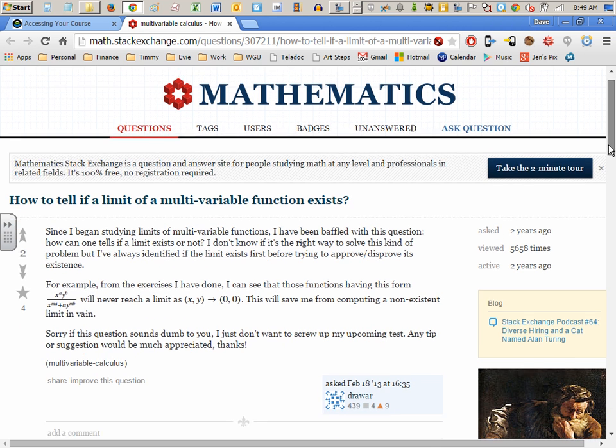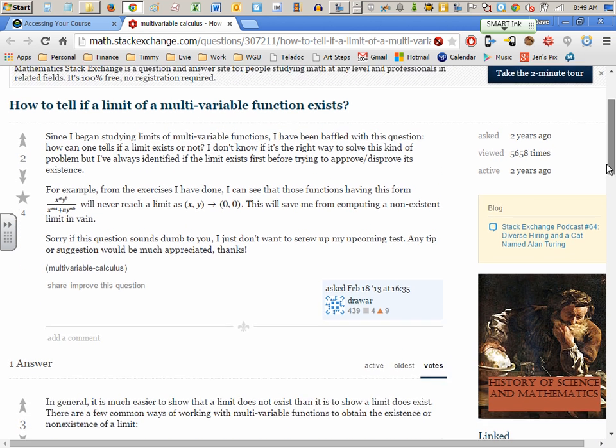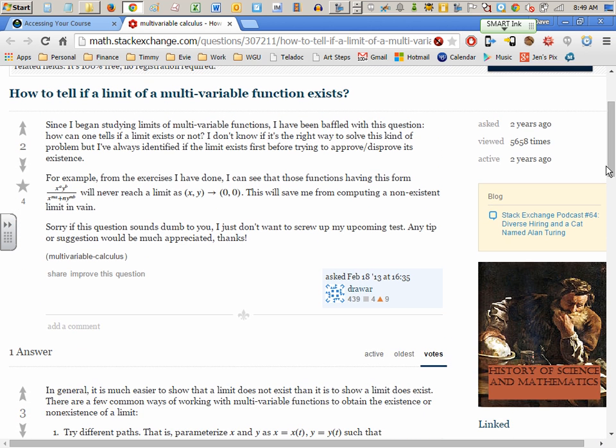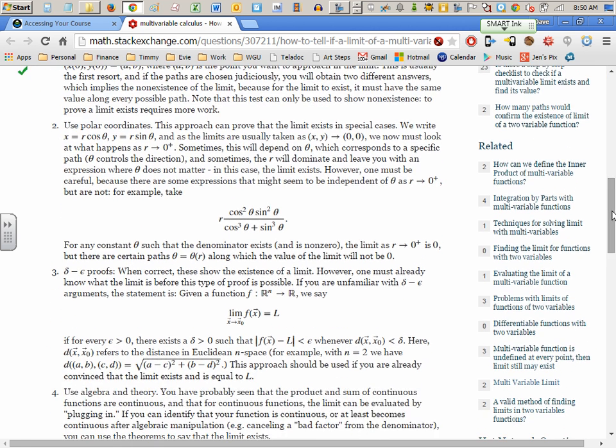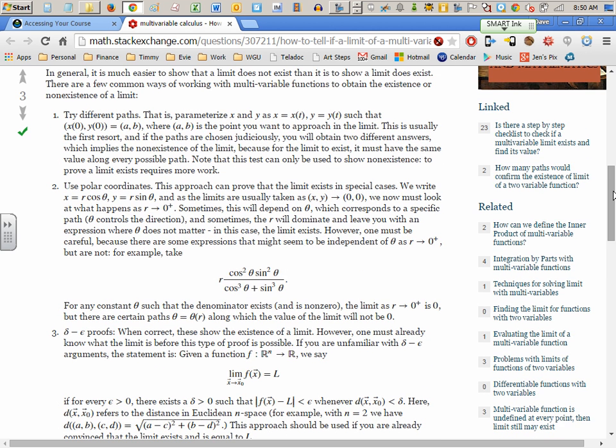So I found this website where a person asks, hey, how do I tell if a multivariable function has a limit? How do I prove it has a limit? And this guy gave a really good answer. Try different paths. Use polar coordinates. He means cylindrical in this case. Use a delta epsilon proof, which we haven't learned. Or use algebra and theory. The only one that would apply to you is use polar coordinates. But if you want to read through this sometime, you can.